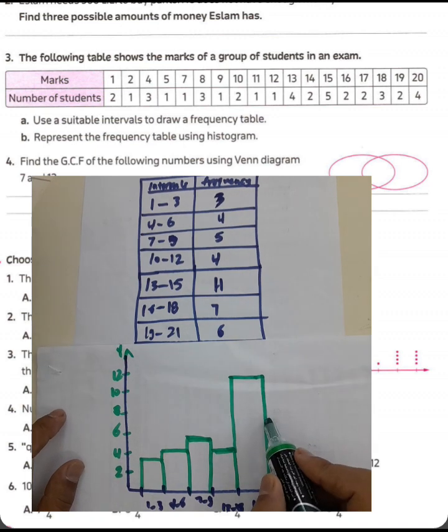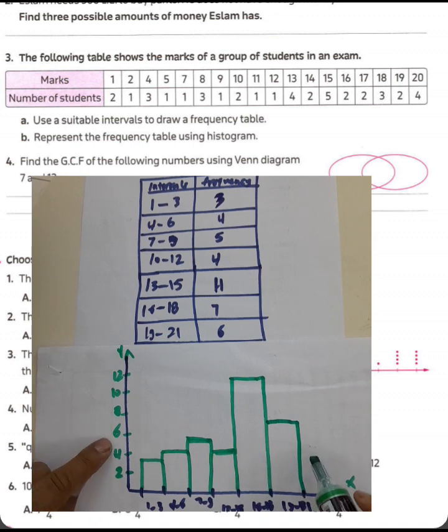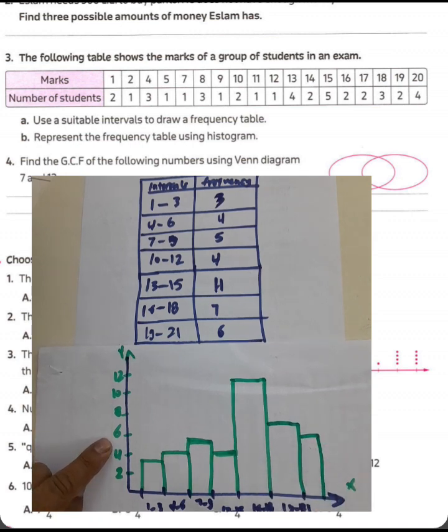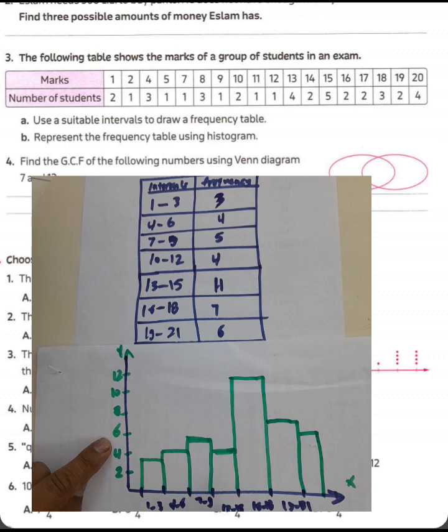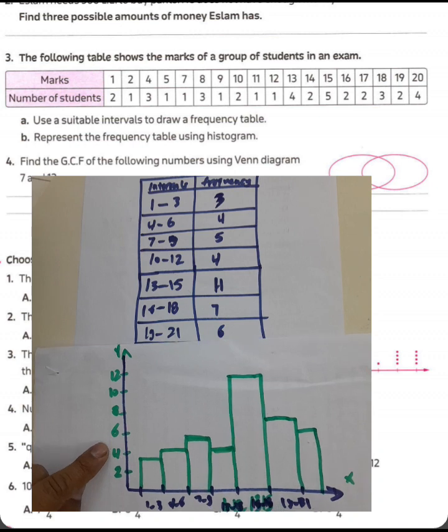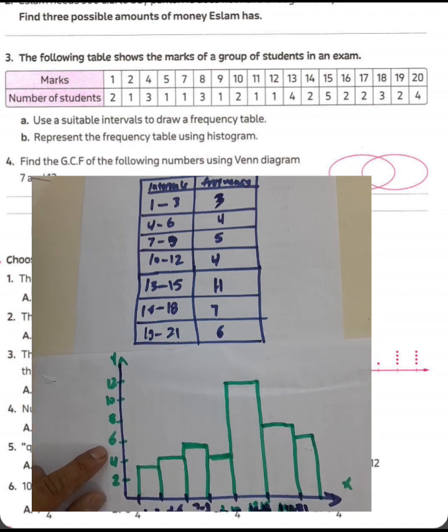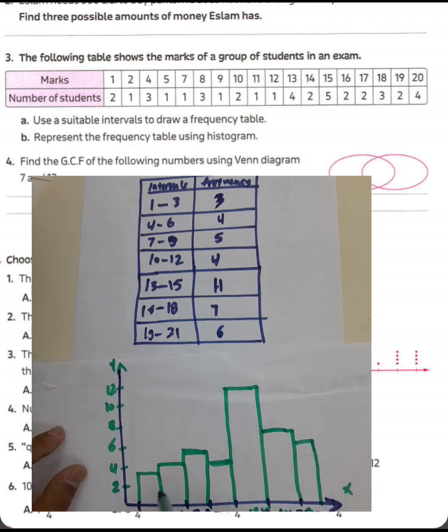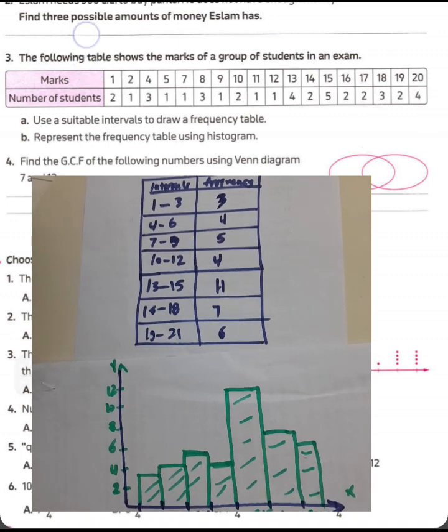7 here is between 6 and 8, and the next will be 6. The intervals are 4 to 6, 7 to 9, 10 to 12, and here 13 to 15, and here 16 to 18, and the last one 19 to 21. And then finish this example by coloring any bar here. Okay, it's the result. Next question, number 4.